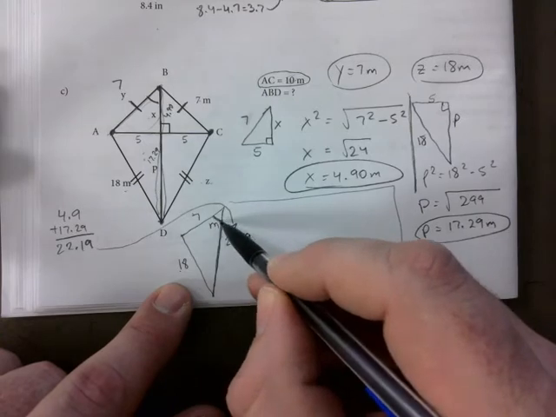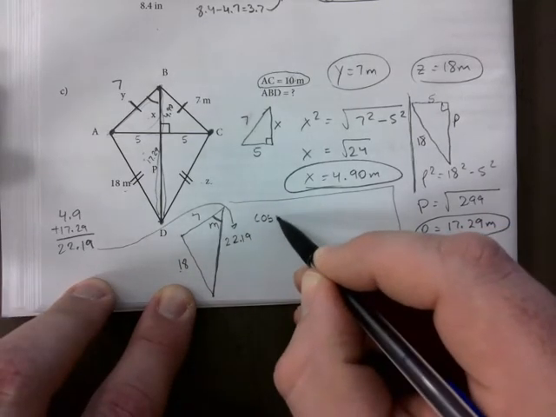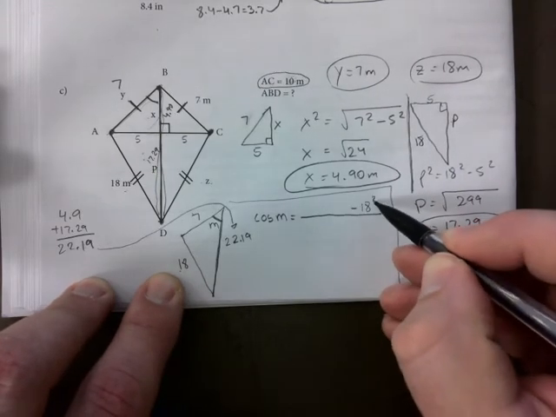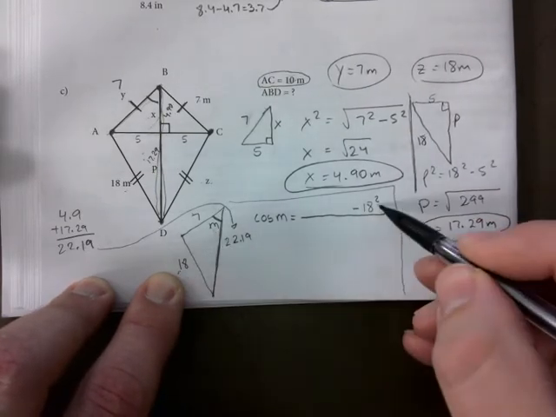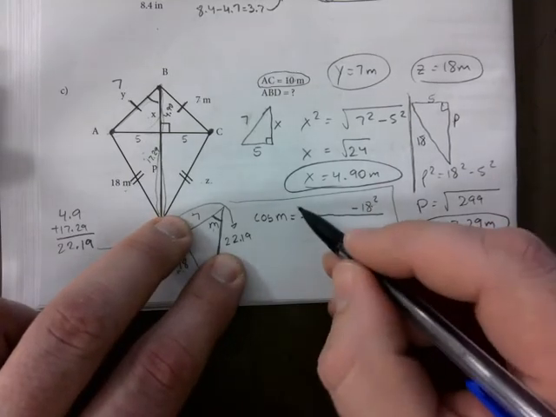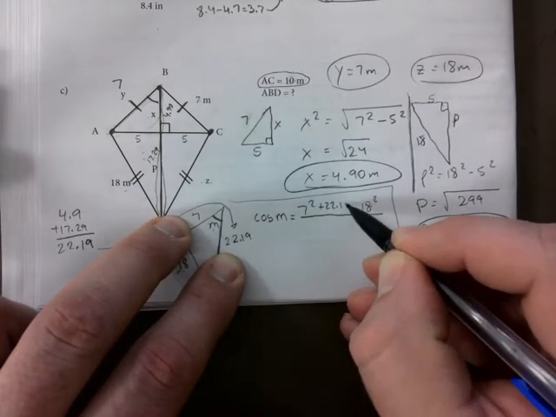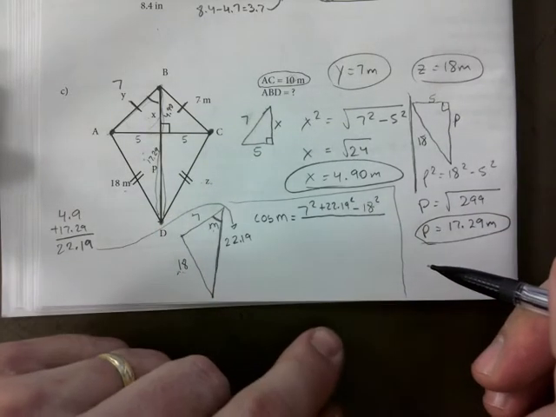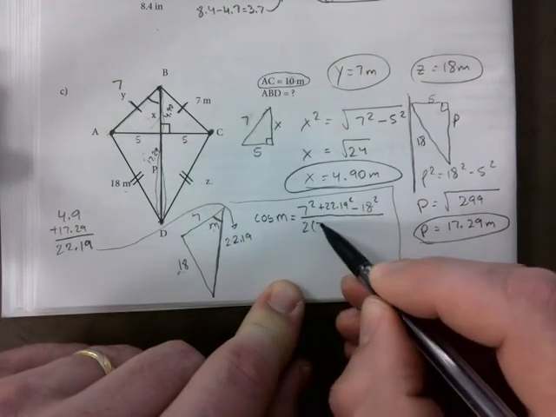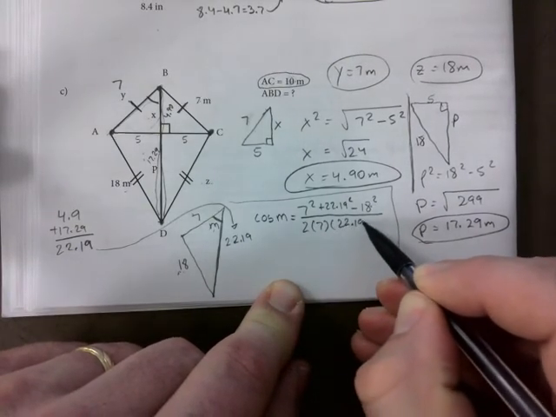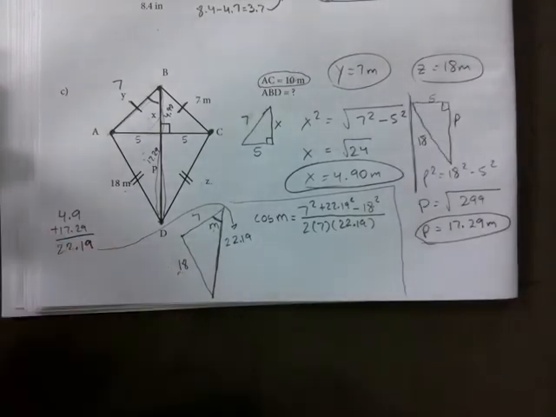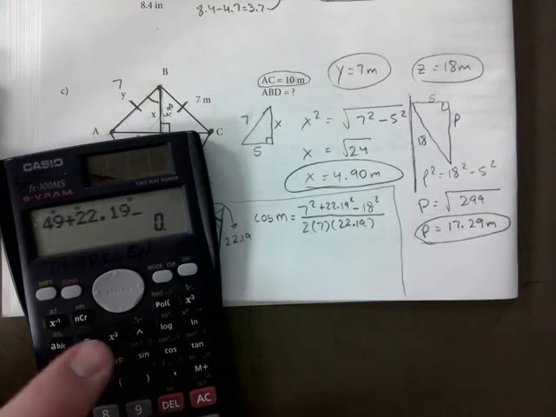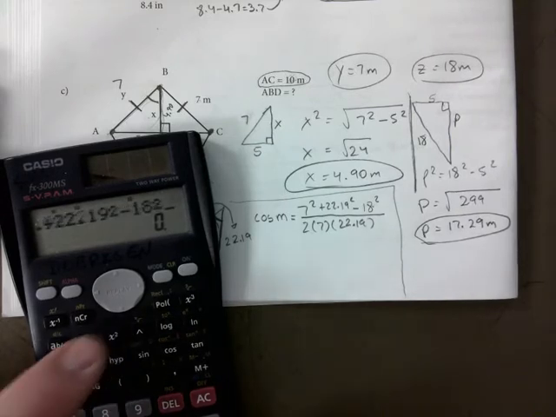So I want to find angle M. So cosine of M is going to be minus 18 squared, right? I make sure that the side across from it is here. Then I'm going to go 7 squared plus 22.19 squared. And down here is 2 times 7 times 22.19. And I will quickly type that in. 49 plus 22.19 squared minus 18 squared.